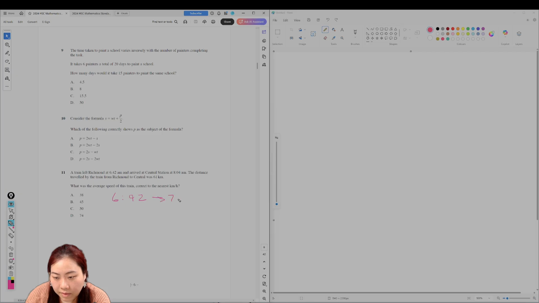6:42 to 7:42 is 1 hour. Then 7:42 till 8:04 is how many minutes? That's 22 minutes. Therefore it takes an hour and 22 minutes, so that's 82 minutes in total.